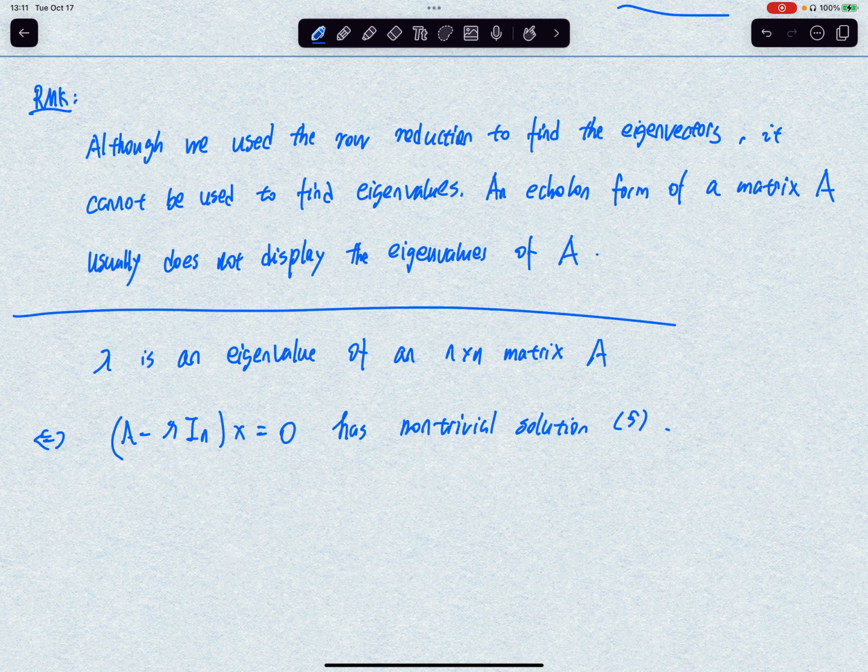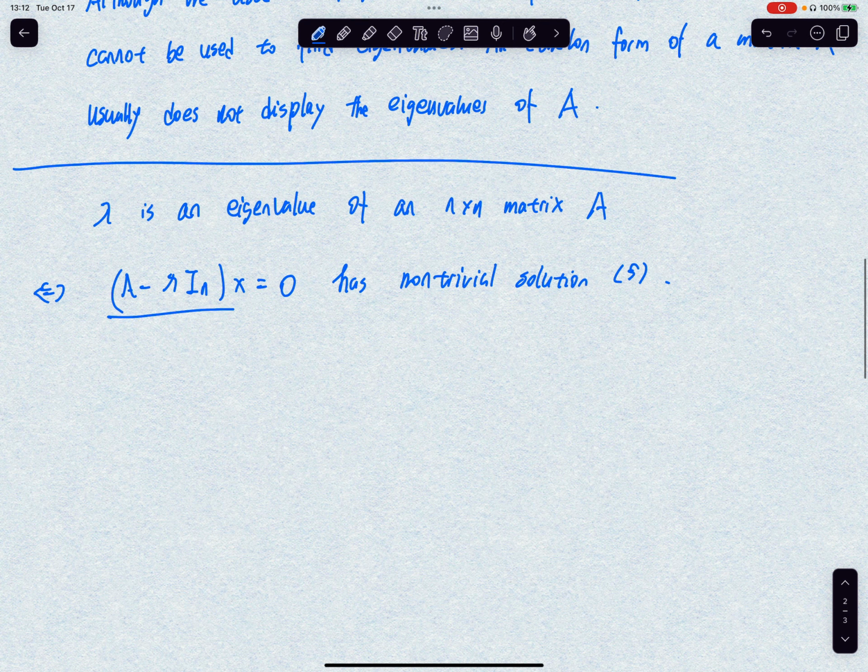And the set of all these solutions is just the null space of the matrix A minus lambda I_n. Since we know that the null space is a subspace of R^n, the set of all the non-trivial solutions is still a subspace of R^n, and we call this the solution set. So for all x such that x lives in R^n and (A minus lambda I_n) times x vanishes.